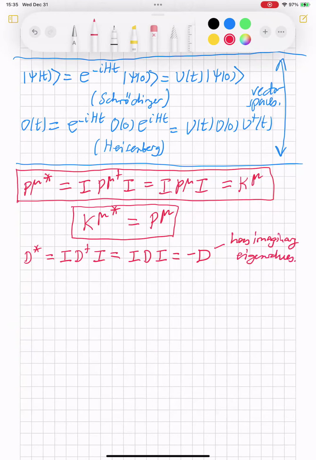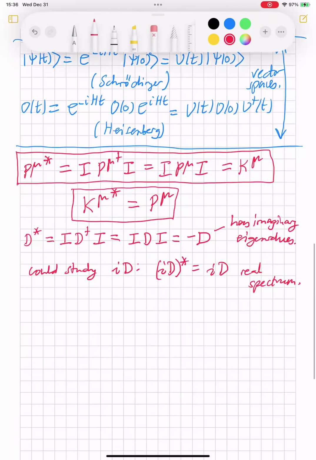That's rather interesting. Okay, what it also suggests is we could study i times D. Why is this nicer to study? Well, if you take iD star, you can easily check this is iD. So this has got a real spectrum. So that's why it's nice. If you want to study an operator with a real spectrum, instead of studying D, study iD. Okay, now let me make the point I wanted to make.